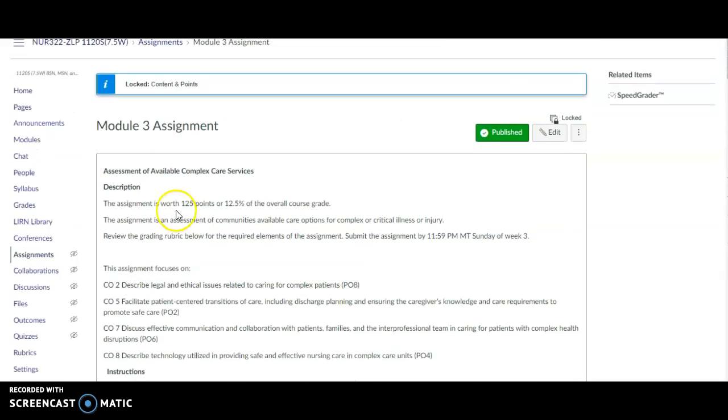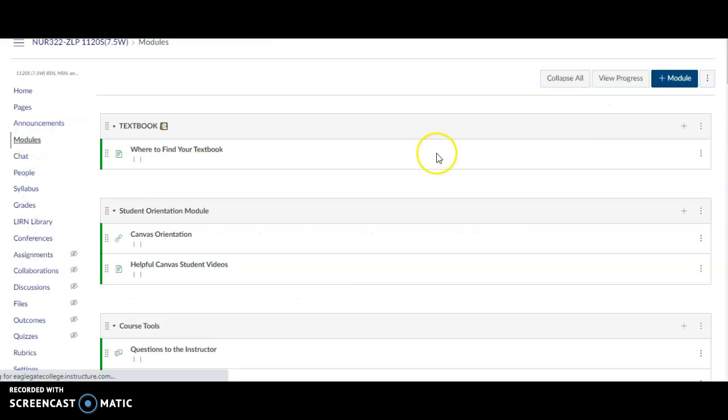And then you do have another assignment later on in Module 6, which is a PowerPoint, and I will put information about that closer to the time that you would be doing that assignment.